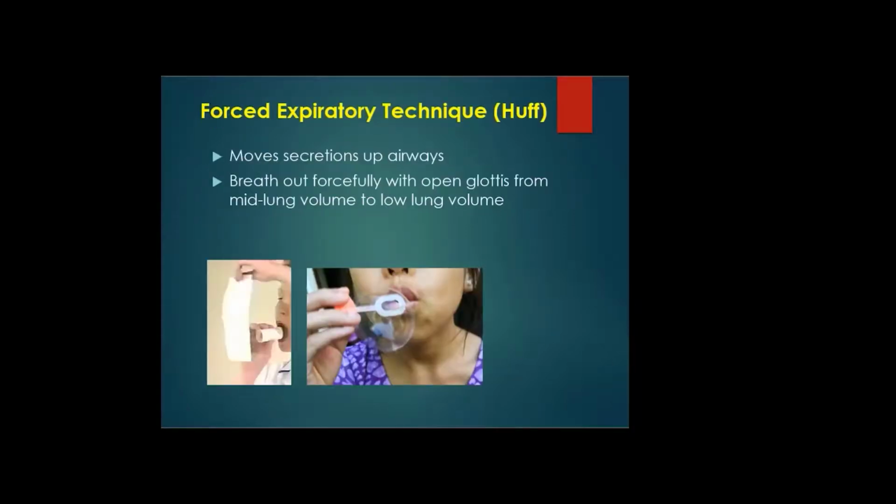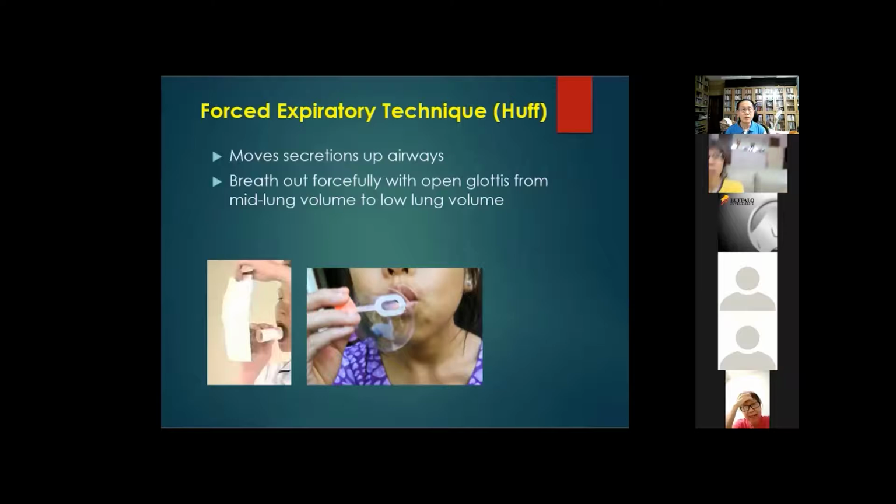Now we can have this forced expiration technique. I have a piece of tissue here with me. You can see this. Forced expiratory technique, also known as the huff, will move the phlegm from the lower parts of the airways to the higher parts of the airways, or to the upper airways. So what happens is that you do this huffing. You take a deep breath to mid volume, not a full breath, a breath to mid volume only, and then you blow out in the form of a huff to low volume.